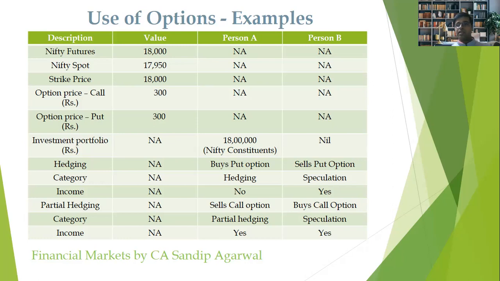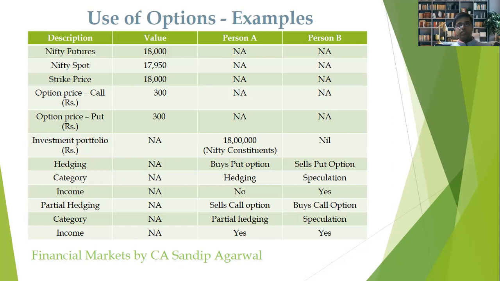Similarly, person B doesn't have any investment portfolio, but he's just a speculator. Now he feels that the market is not going to fall. The market will either remain sideways, it will not move, it will move in a range of 1-2%, or it will be bullish, it will move in the upward direction. So he has sold a put option.